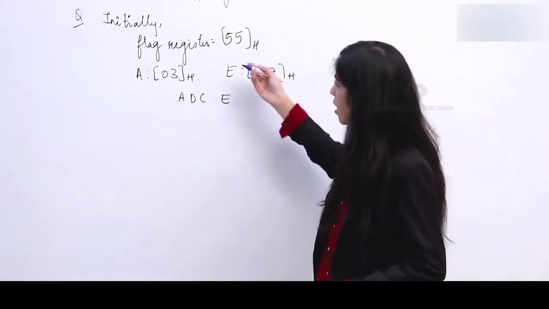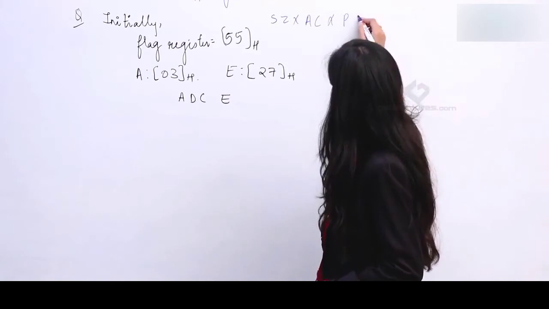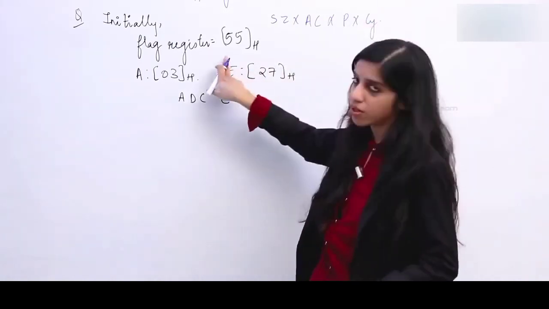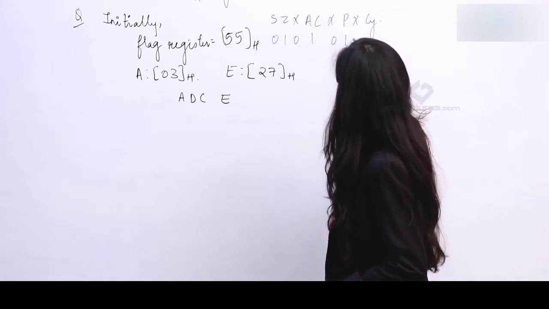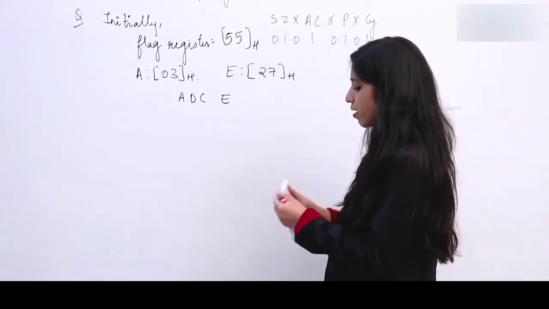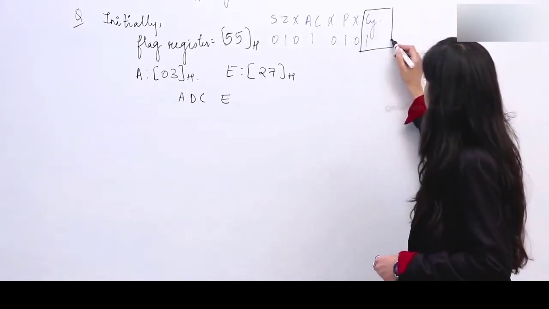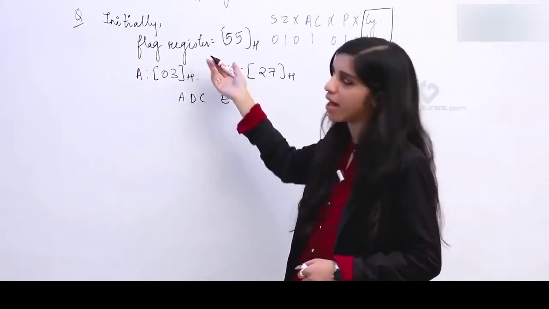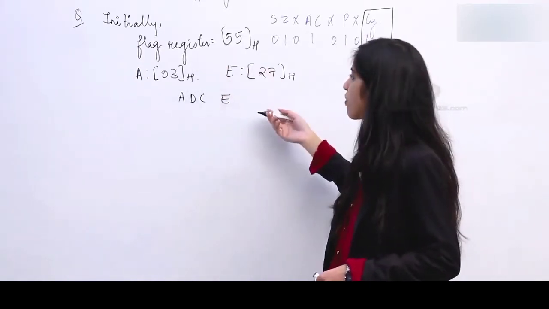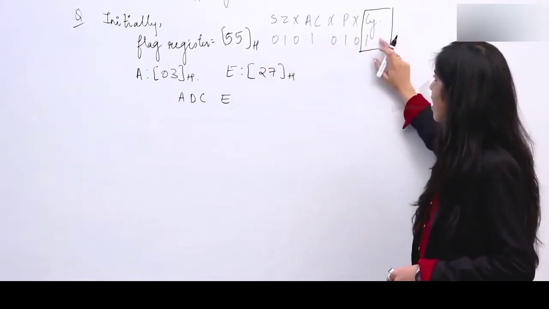You already know that the flag register is S, Z, X, AC, X, P, X, CY. They've also given the contents of flag register, just put them. So from here we see that initially carry was 1. Okay, so what they're asking is, they're asking the final value of flag register. What is going to be stored in the flag register, they're asking. So we see from here that initially carry was 1.